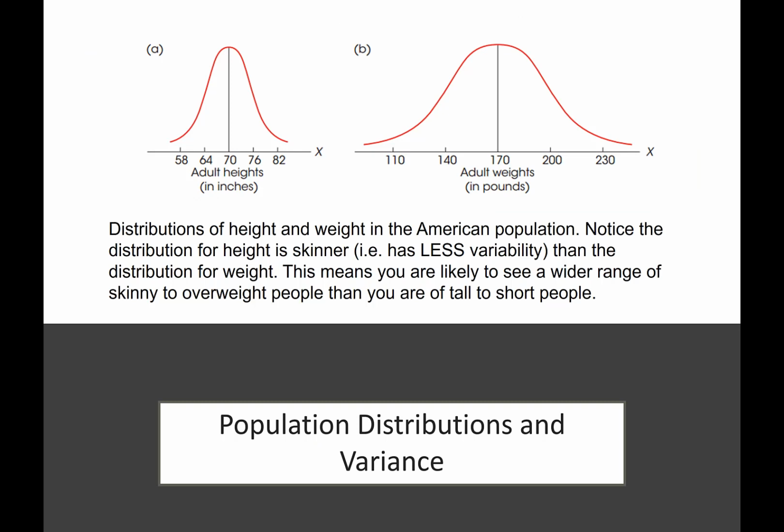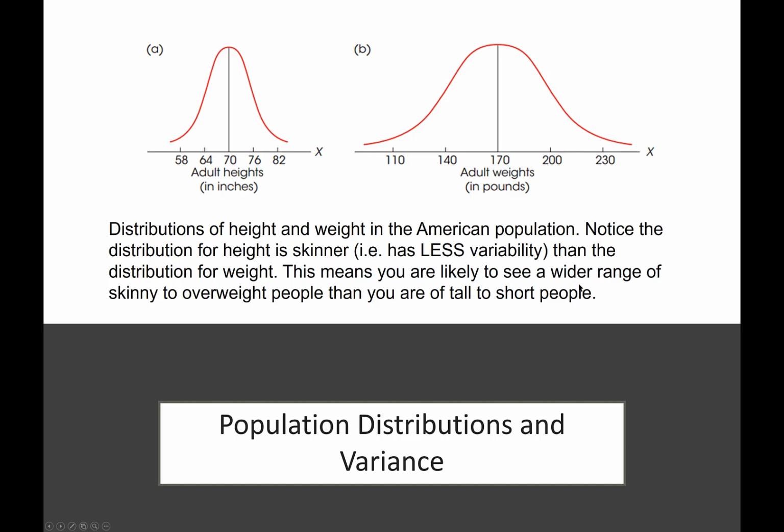So let's look at the distributions of height and weight in the American population. So we got height over here on the left under A, and we have weight over here under B. And you'll notice, first of all, that the distribution for height is skinnier, right? So for height, this thing is skinnier than this one. And what that means is that this one has less variability. There are more people who are more similar here than there are over here, right?